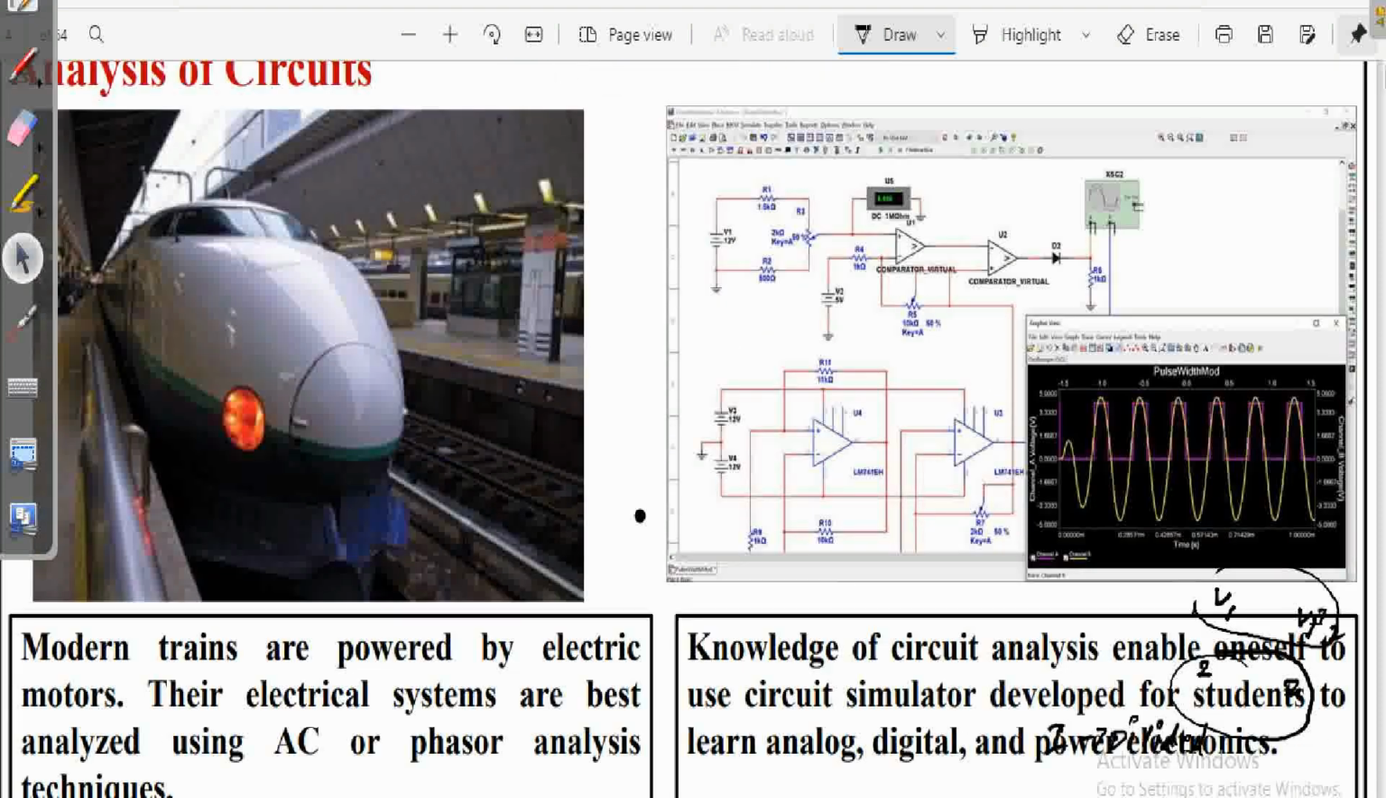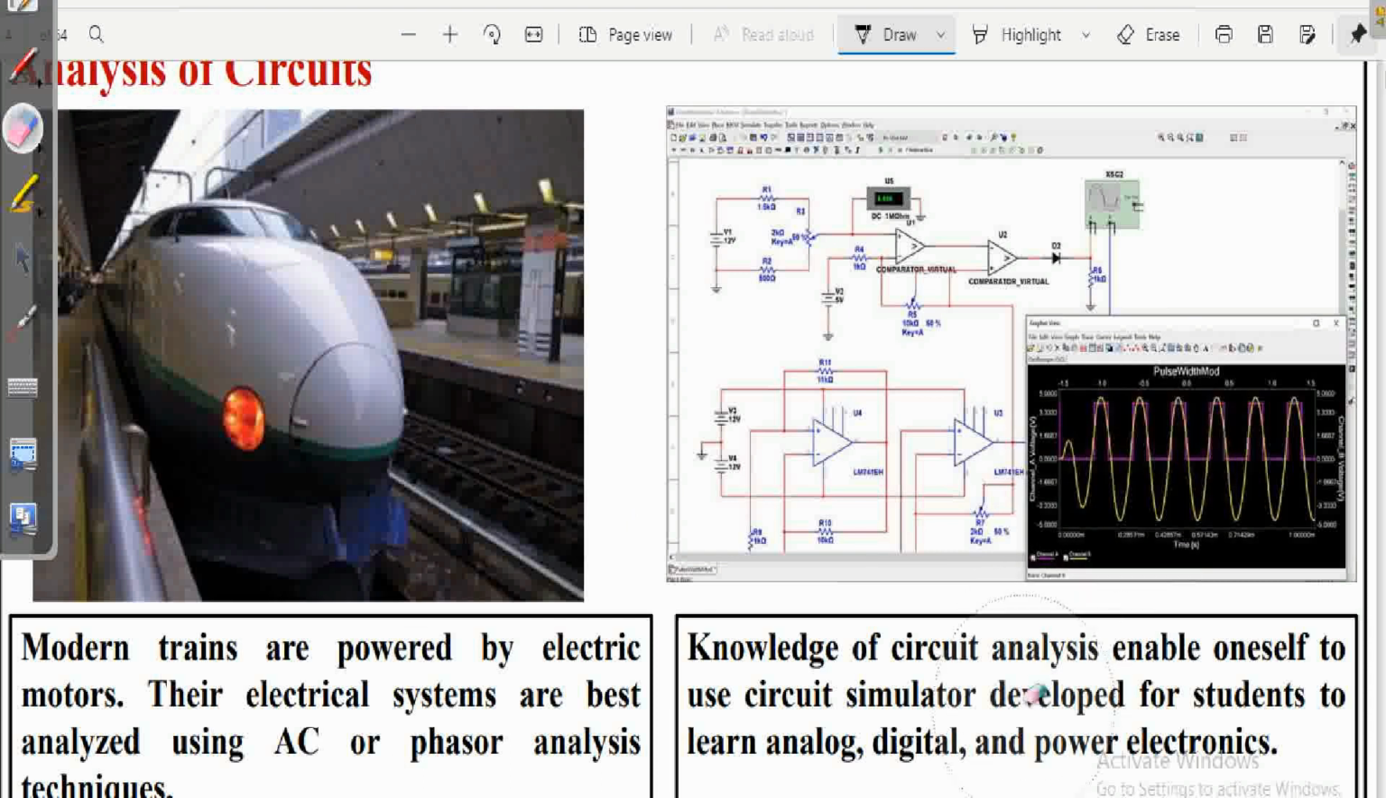Modern trains are powered by electric motors, and their electrical systems are best analyzed using AC phasor analysis technique. So this is your simulation diagram. If you have knowledge of circuit analysis, then you can do simulations. Before designing, we have to do the simulation. Nobody will design a product directly. First they will simulate the product with the help of a circuit diagram. This is one circuit diagram, and here is the simulation result.